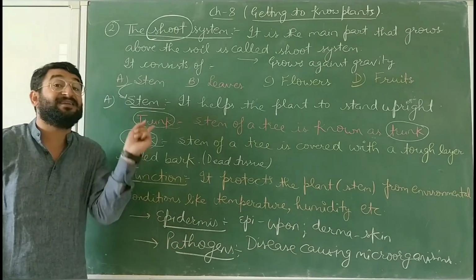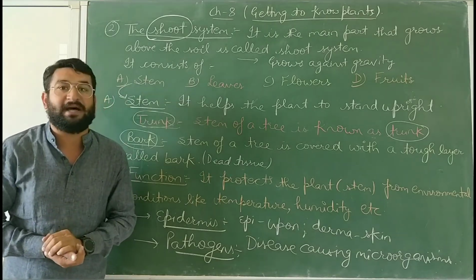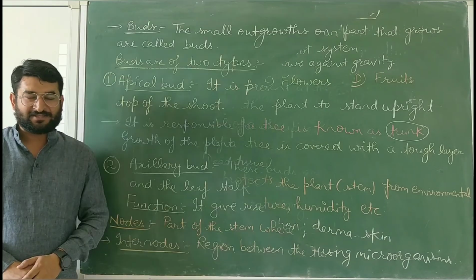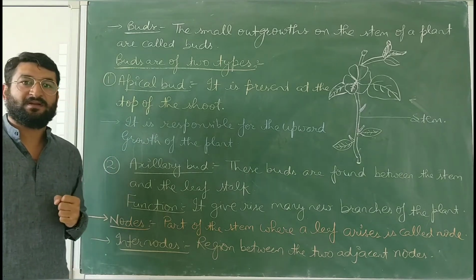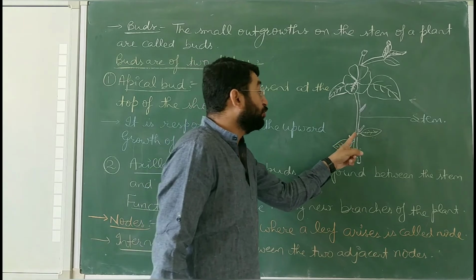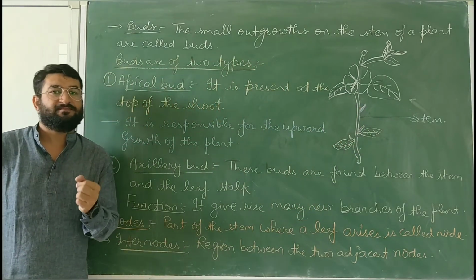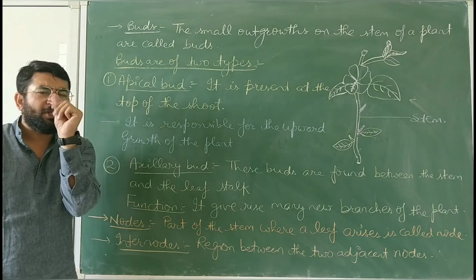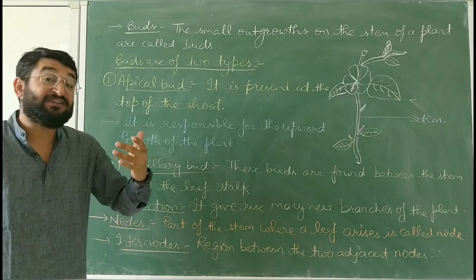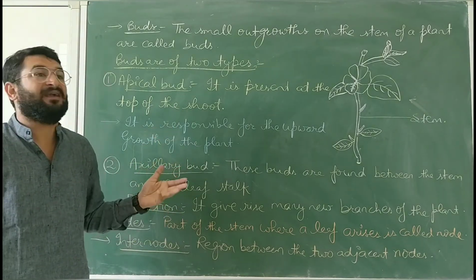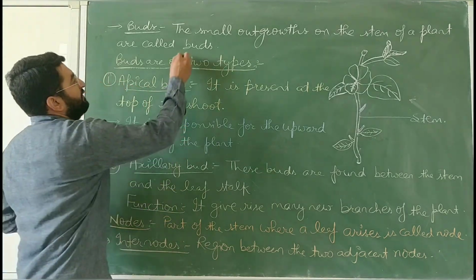ये पैथोजन की एंट्री नहीं होने देते इसमें एक प्लांट में, और इस तरह से एक प्लांट को बीमारी नहीं होती. The first part present on that stem, that is bud. The small outgrowths present over the stem is known as a bud. छोटी छोटी आउटग्रोथ्स होती हैं बच्चे, छोटे छोटे उभार होते हैं एक स्टेम पर. That will give rise to new parts of the plant. That small outgrowth is known as a bud.